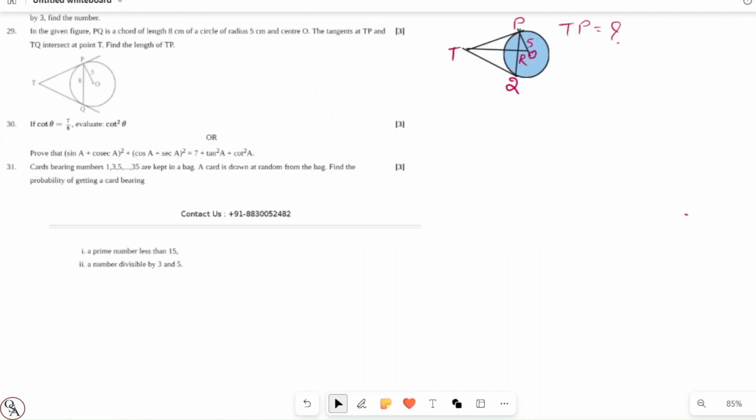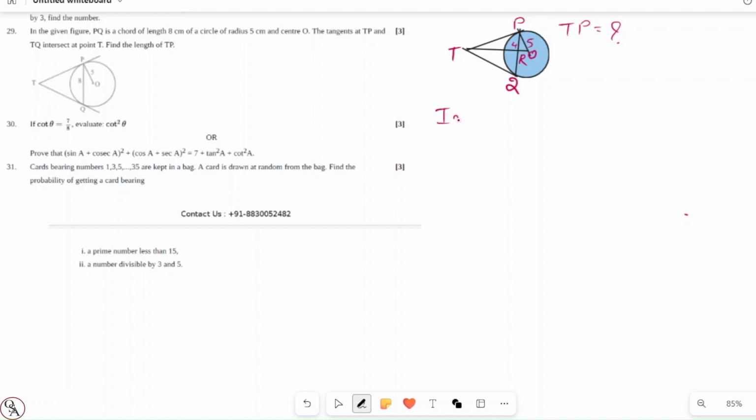So students, we will solve the next question, question 29. In the given figure, PQ is a chord of length 8 centimeter of a circle of radius 5 centimeter with center O. The tangents TP and TQ intersect at point T. Find the value of TP. So here we have to find the value of TP. How are we going to solve it? I just join OT as well. As PQ is the chord which is 8, it divides into two equal parts, so PR is nothing but 4.